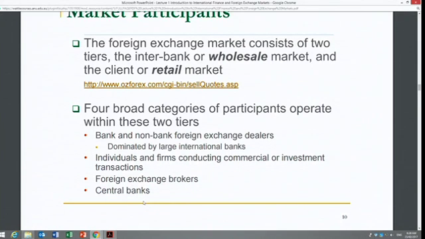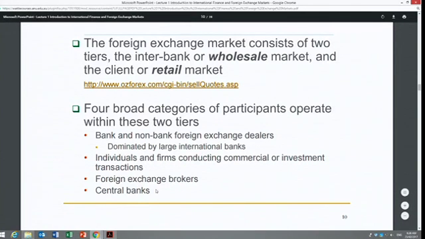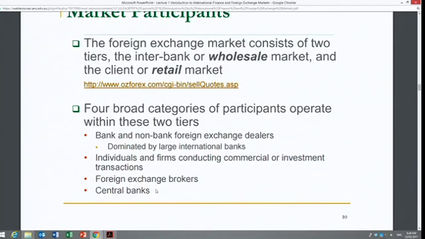Examples of central banks would be the Reserve Bank of Australia, RBA, the Federal Reserve in the United States, and the Bank of England in the United Kingdom. Other examples in Asia include the Monetary Authority of Singapore and the Hong Kong Monetary Authority, that's how they call it. These are examples of central banks, and they are sort of like government representatives in the FX market.